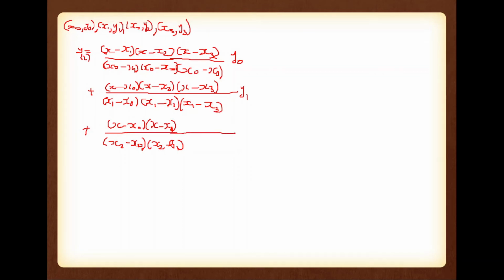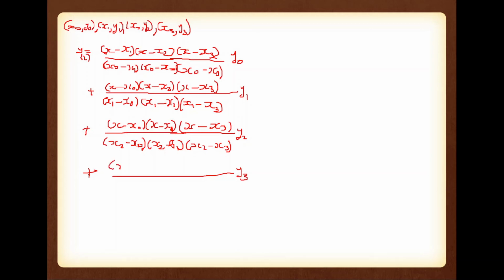Now this is corresponding to y2. So we have to modify it as corresponding to y2. We have x2, so x2 term must be absent. So x minus x0 into x minus x1 into x minus x3, divided by, what about the denominator? x is replaced with x2. So x2 minus x0 into x2 minus x1 into x2 minus x3. Now one more element we have to add, that is corresponding to y3. So this is y3.